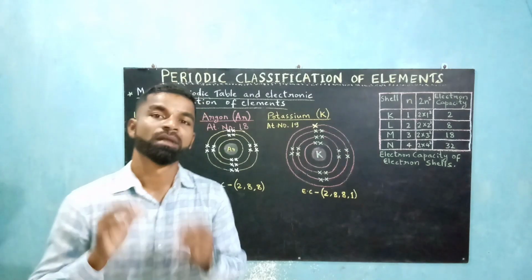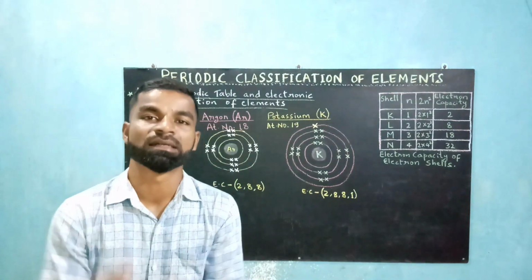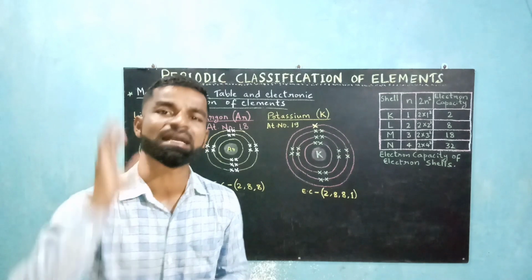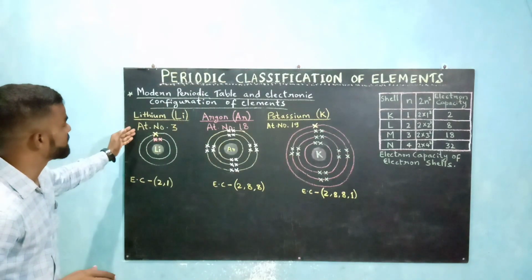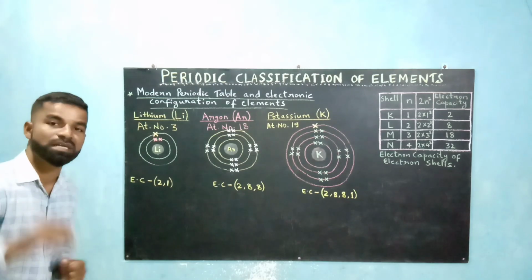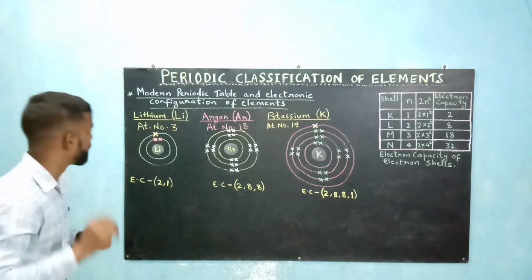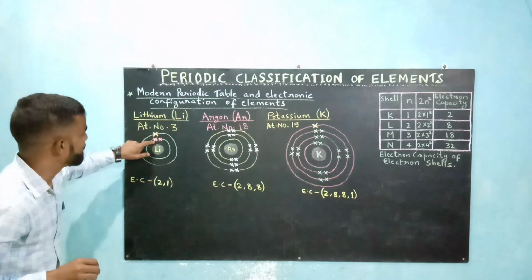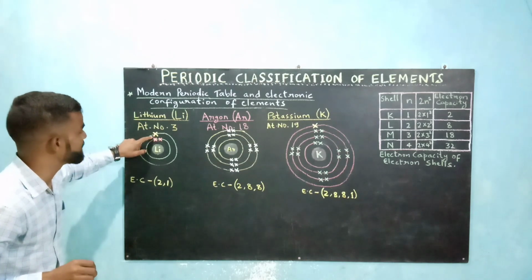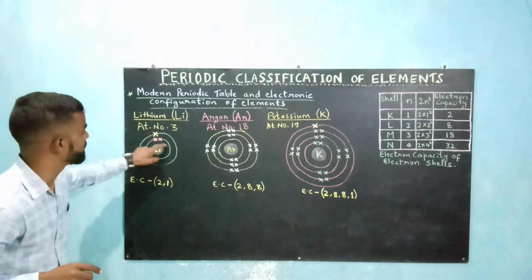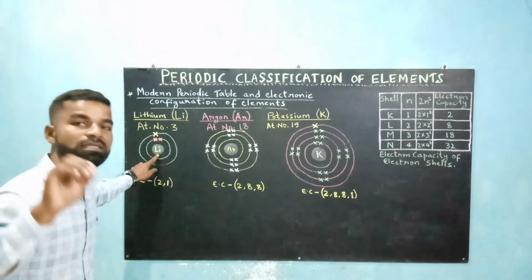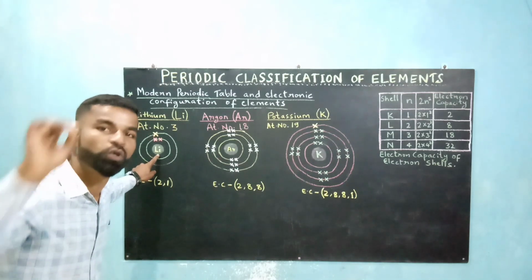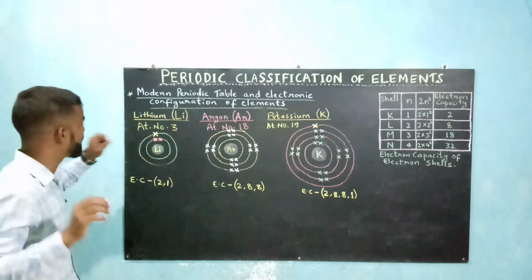Next we have to understand how to write the electronic configuration. Let's take an example of lithium. Lithium has atomic number 3 and its electronic configuration is written as 2, 1. So the first shell has 2 electrons and the second shell has 1 electron. In the middle is the nucleus of the atom of lithium, and the nucleus is composed of protons and neutrons.